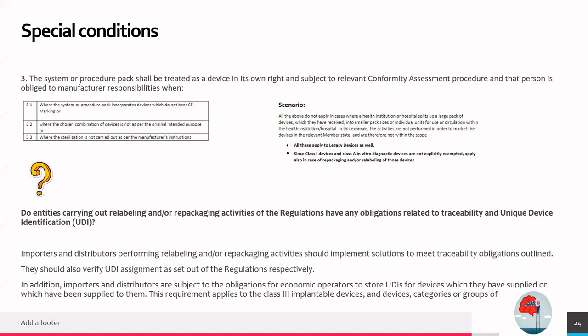For example, there is an X system of devices and a Y system of devices. The X system was originally made by the manufacturer for some intended purpose, but some other party came, used a few parts of the X system, and made it for some other intended purpose. Then that party itself becomes a completely different manufacturer. So the intended purpose changes, and even though they use the same system, they still become a new manufacturer. The same applies where the sterilization is not carried out as per the manufacturer's instructions.